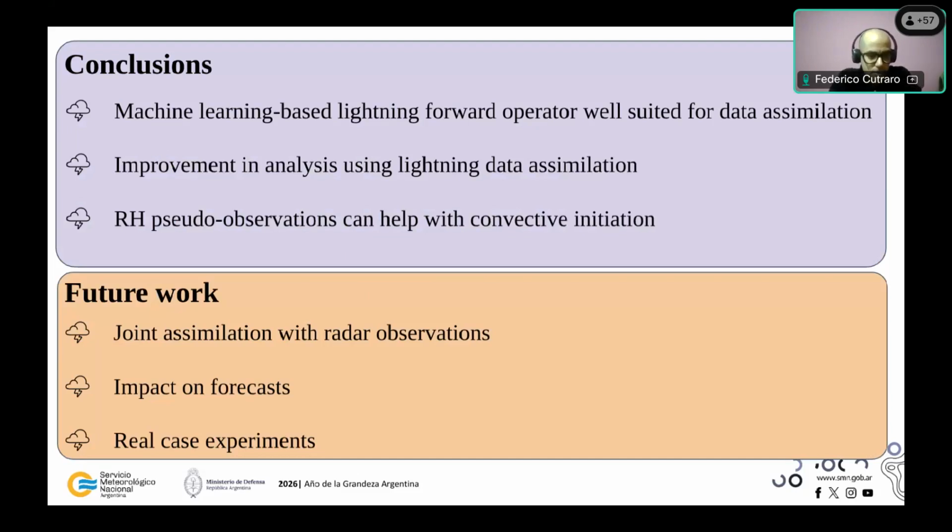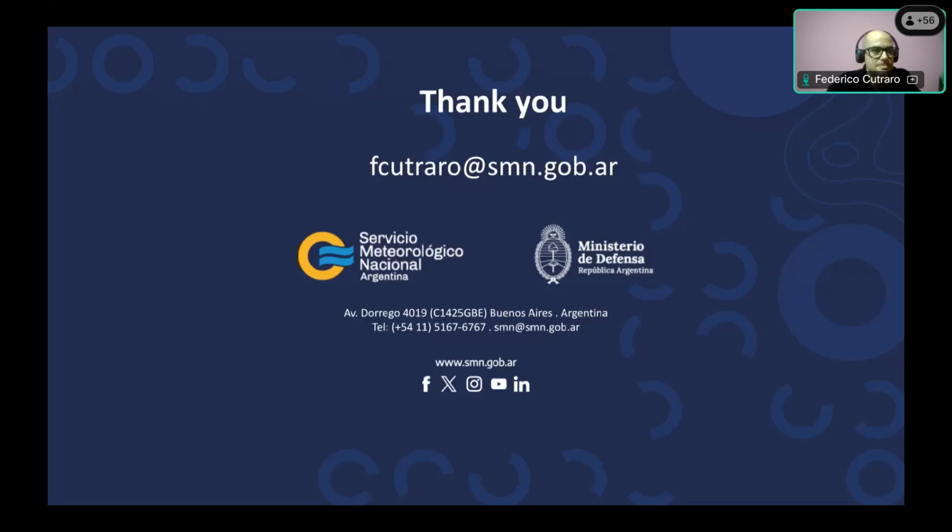As future work, we plan to perform experiments with radar observation also in the cycle, and look at the impact on the forecast. For example, the north cell that was hard to develop in the analysis, I assume, will decay faster in the forecast. And of course, perform real case experiments. And that's all. Thank you.